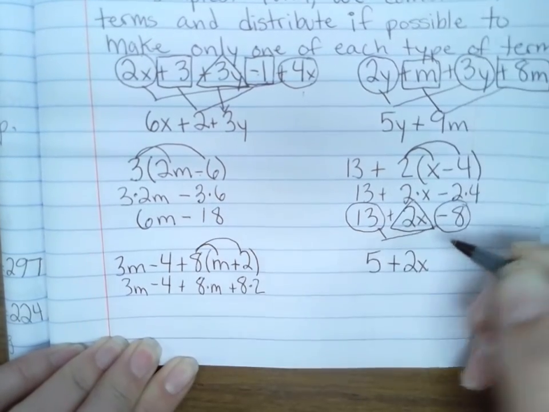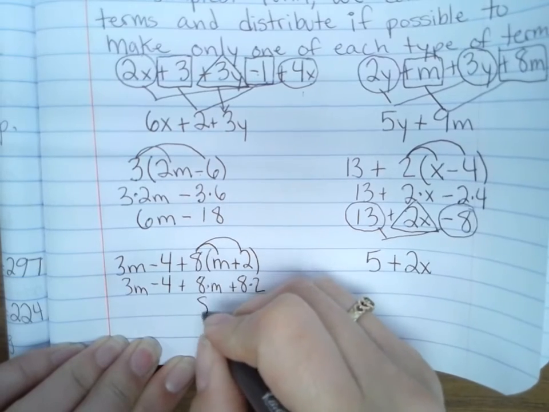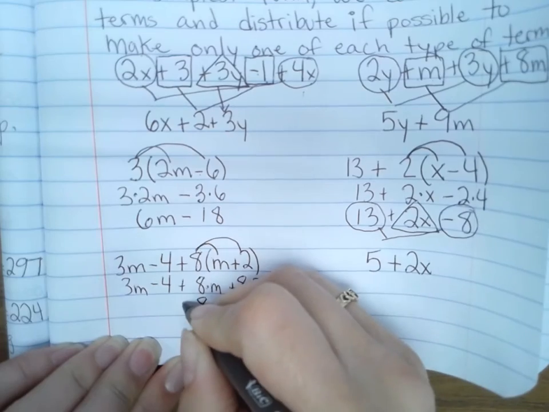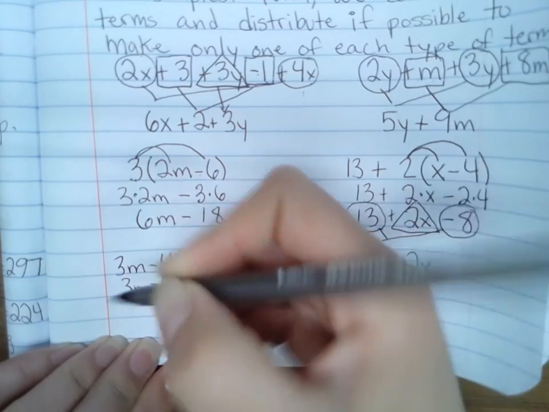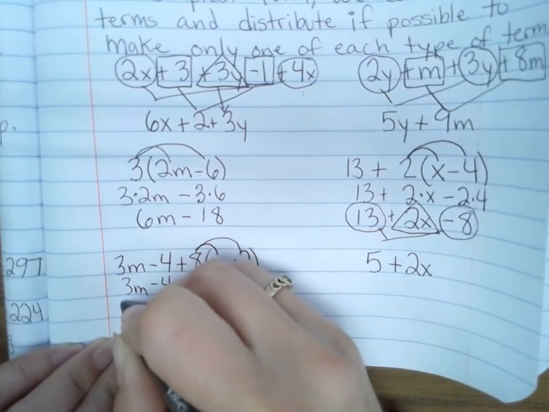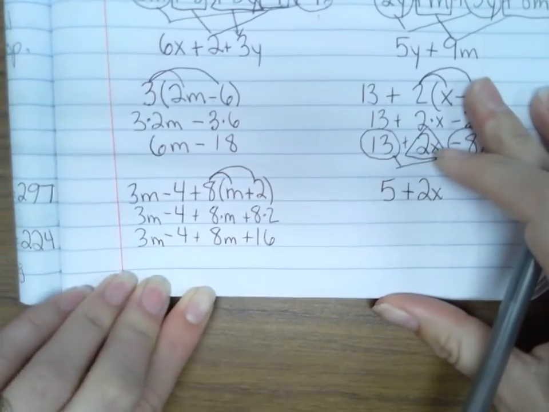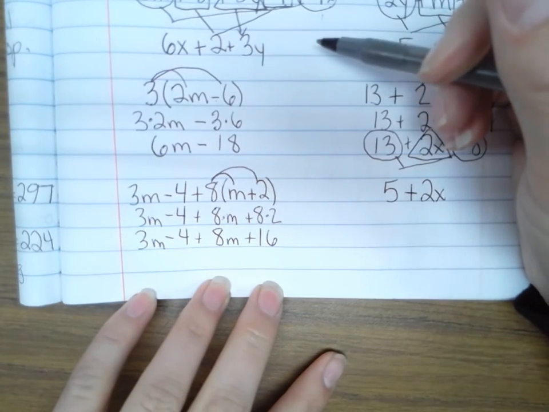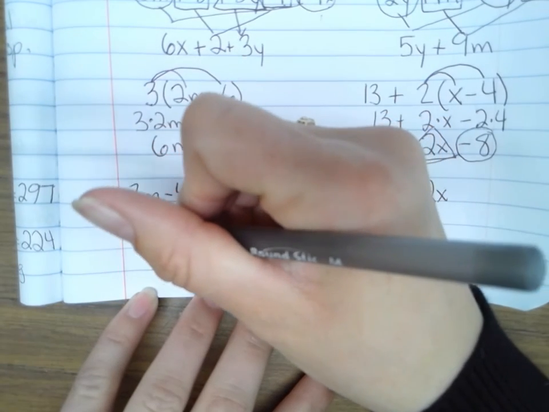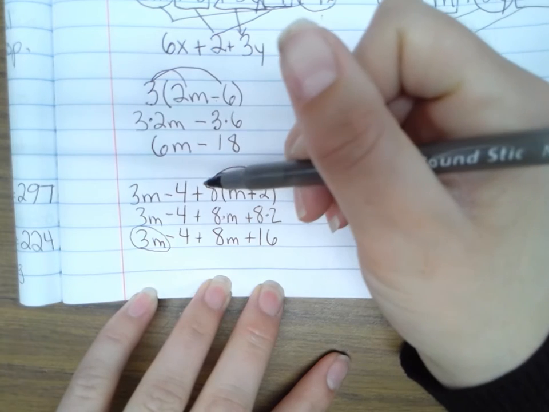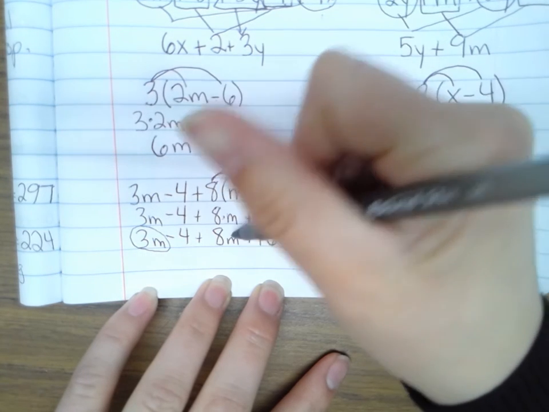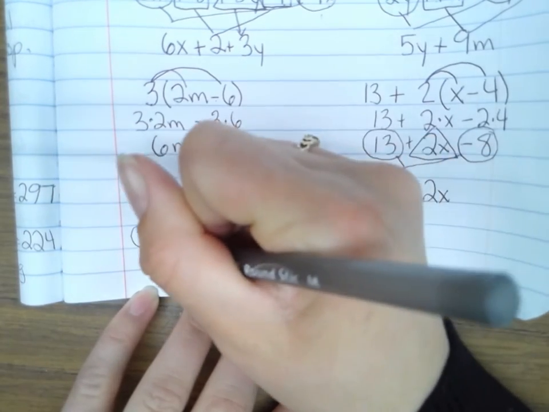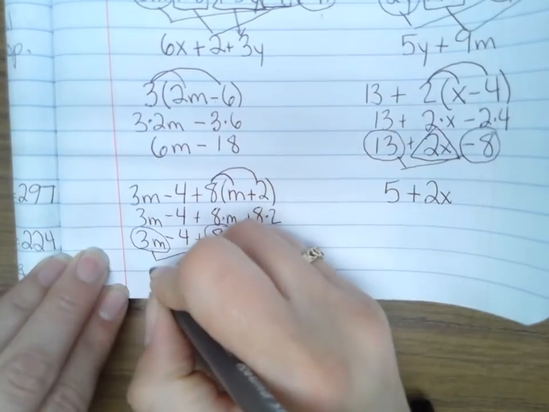Okay, 8 times m is 8m. 8 times 2 is 16. Bring down everything else. Okay, now we're going to combine like terms because this is the adding and subtracting. So what else can I put together? Well, I have 3m's. And I have 8m's. So together, because I'm adding, that would be 11m's total.